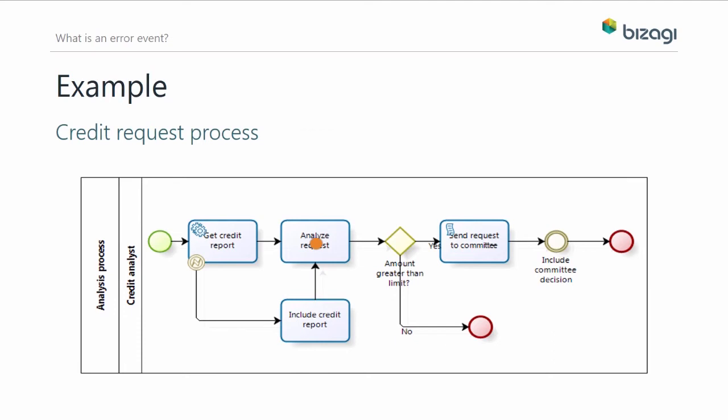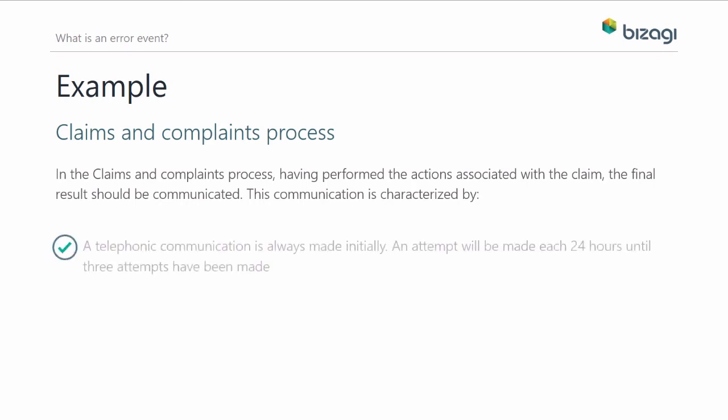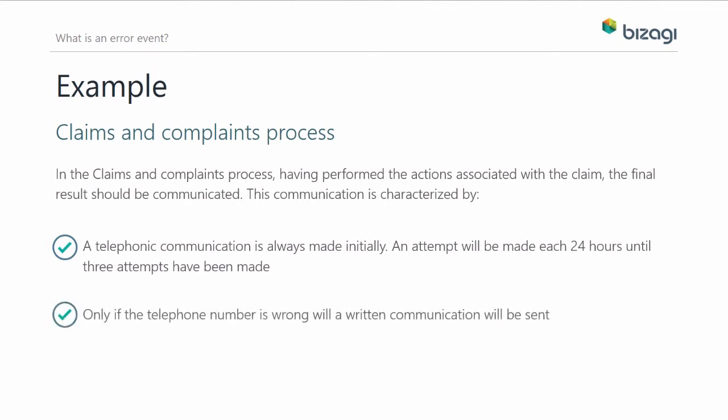Now consider another business situation. In the claims and complaints process, having performed the actions associated with the claim, the final result should be communicated. This communication is characterized in that a telephonic communication is always made initially. An attempt will be made each 24 hours until 3 attempts have been made. Only if the telephone number is wrong will a written communication be sent.